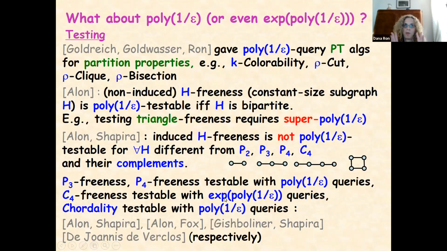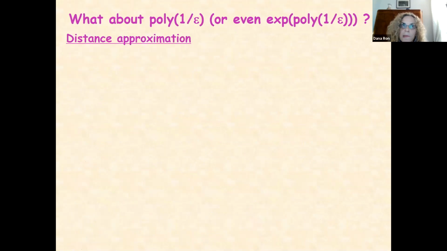So just to say where you don't have to remember. Whenever I need one of the things here in the background, I'll remind you. So you don't have to remember. But basically, there are strong negative results, but there are also some positive results for these specific subgraphs of interest. Okay, so this was testing.